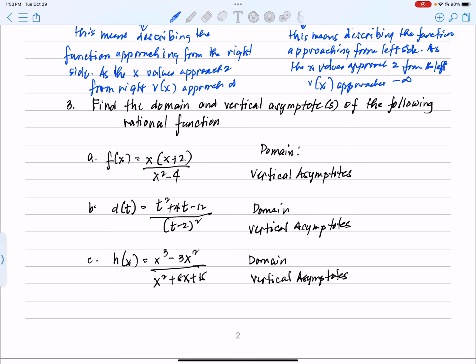Our denominator here in the first one, f of x equals x times x plus 2 over x squared minus 4. We have a sum and difference of two terms here. So we could say the factor of 4 is 2. So this is x minus 2. We can cancel out. There is a hole in this. Oops, I canceled the wrong one.